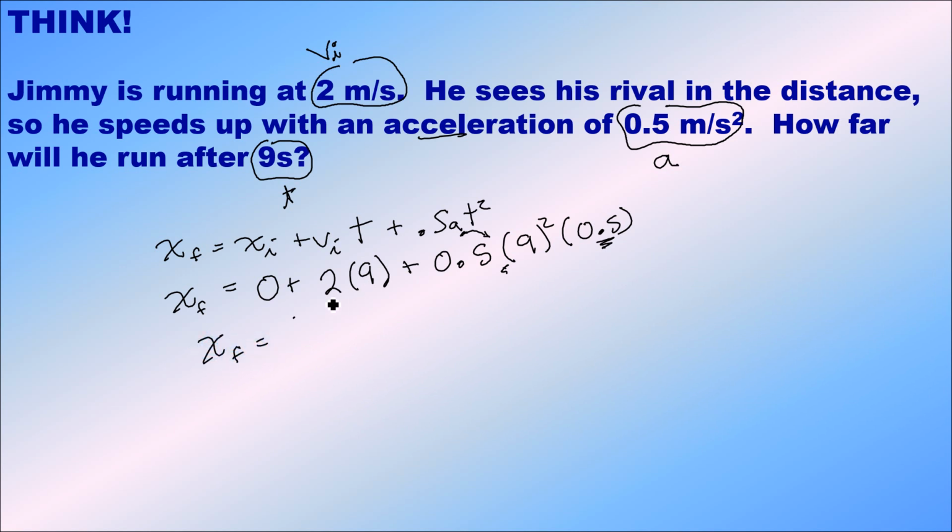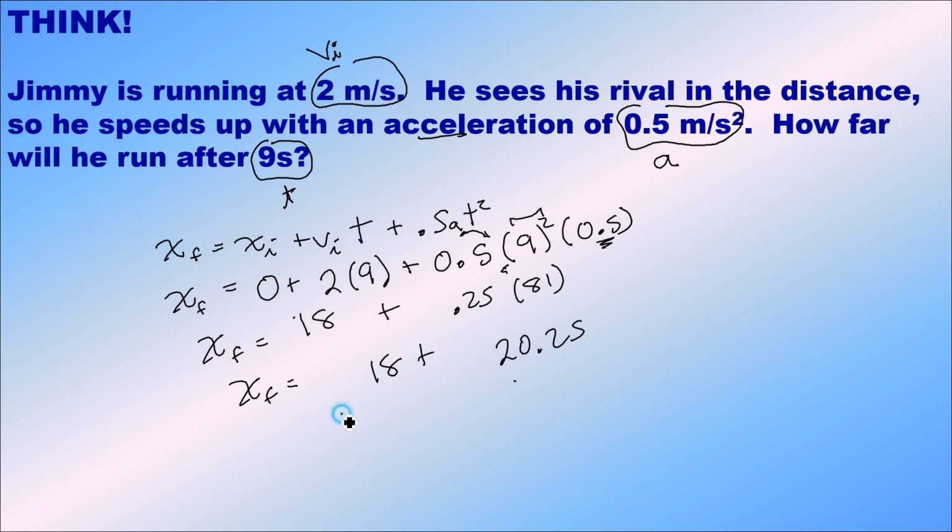All right, so we go ahead and multiply. 2 times 9 is 18. Now, order of operations tells us that we have to do exponents first. So this piece first, and 9 squared is 81. Then 0.5 times 0.5 is 0.25. And then we do 0.25 times 81, and that gives us 20.25. We have our 18, we'll add our 18 to that, and we get for our final answer 38.25 meters.